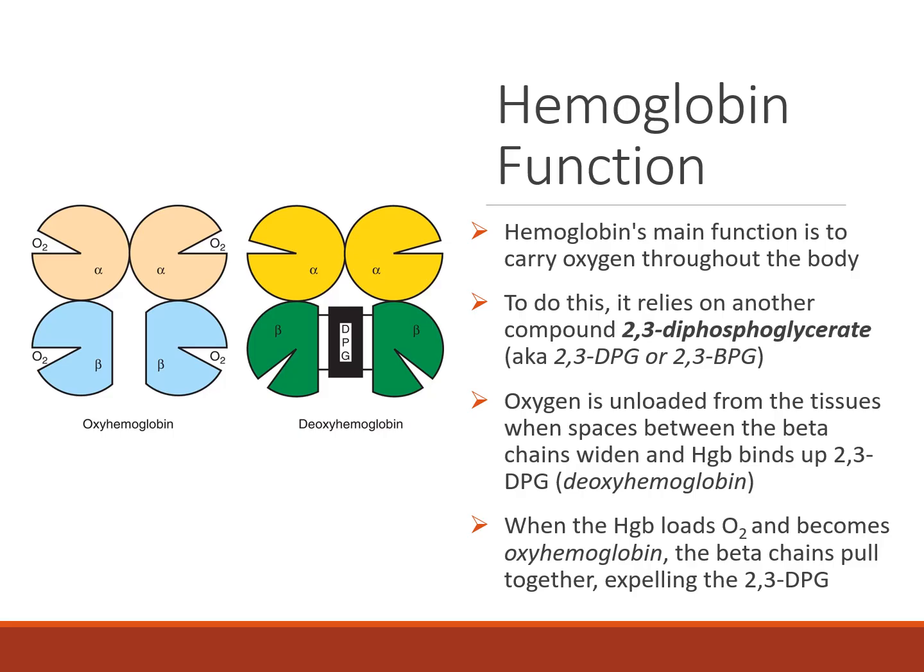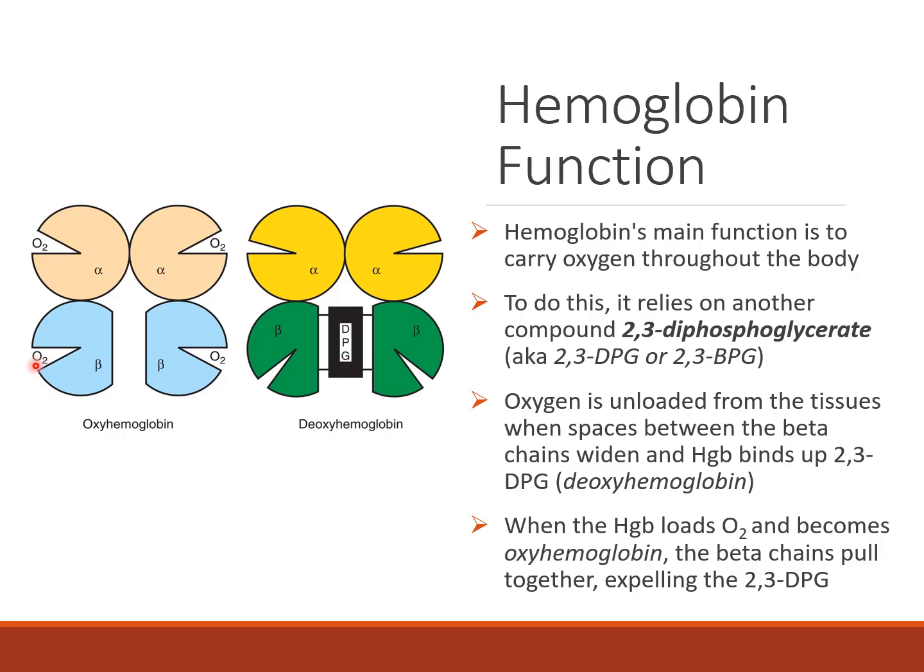So one more recap on hemoglobin function. Of course, we know that hemoglobin's main function is to carry oxygen throughout the body. Let's talk about 2,3-BPG or DPG. Those names are interchangeable. It is a compound that hemoglobin relies upon to enable our hemoglobin molecules to offload, or pop off, the oxygen molecules that are bound to our heme groups, okay?